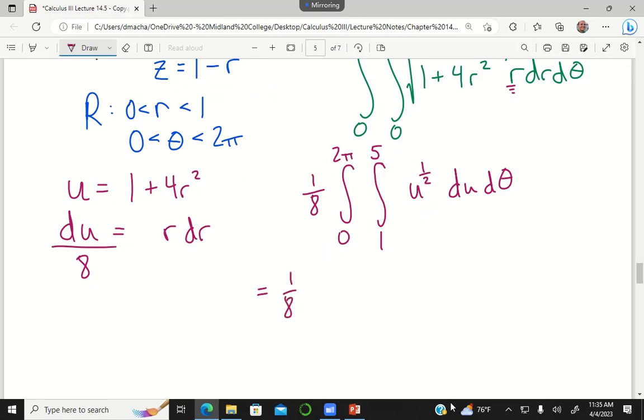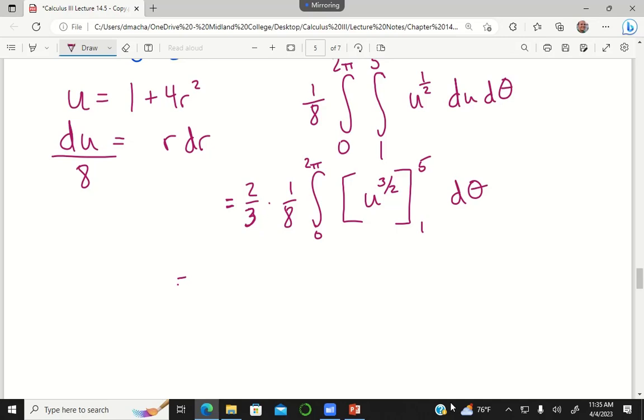And the antiderivative of u to the half is going to be u to the 3/2. And then I have to also pick up a constant. It's going to be a 2/3 constant. When I take the antiderivative, again, this is going to be at 5 and at 1, d theta. This is going to be a little bit messy because 5 doesn't have a nice square root.